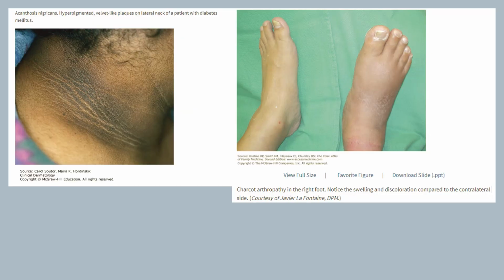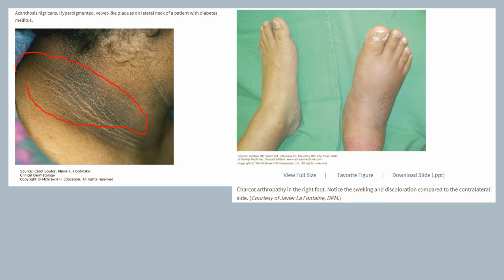So this is an example of acanthosis nigricans. This very hyperpigmented plaque can be on the neck, side of neck, back of neck, axilla, arms. But it's like this thick hyperpigmented band.